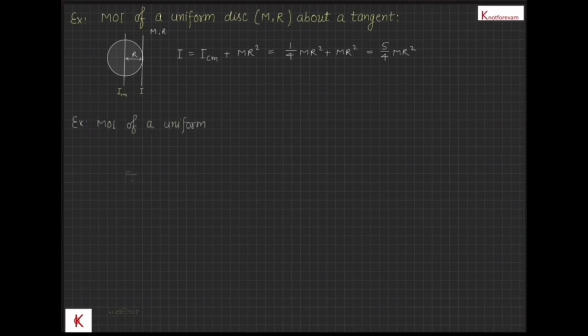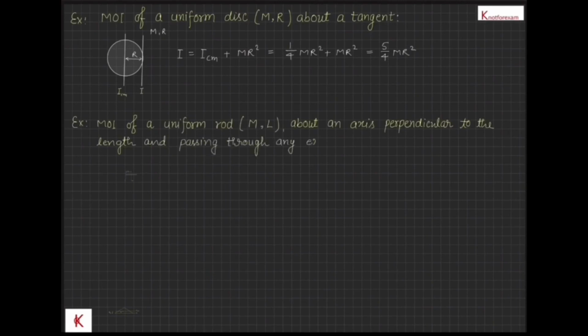Let's find the moment of inertia of a uniform rod of mass m and length l about an axis perpendicular to the length of the rod and passing through either end of the rod. The distance from the center of mass axis is l by 2 and the moment of inertia about the center of mass axis is ml square by 12. Then the moment of inertia about this axis will be ml square by 12 plus ml square by 4, that will be equal to ml square by 3.